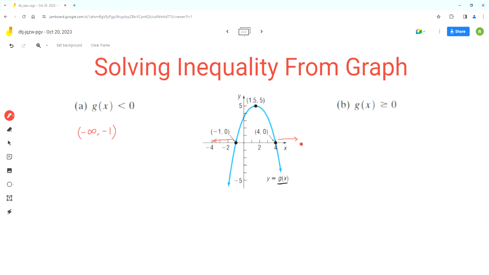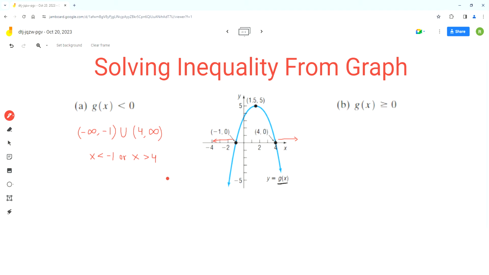There is another set of x values, so we'll use union and then the parentheses. Now the other values are to the right side of 4, and 4 is not part of the solution because the inequality is only less than 0. So we'll start at 4 and go all the way to positive infinity. So this should be the solution in interval notation. Now for the inequality notation, we can write it as x is less than -1 or x is greater than 4. So this is the answer in the inequality notation.